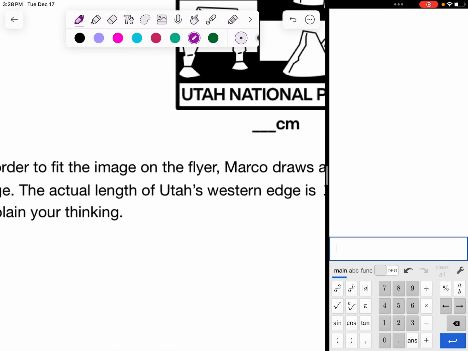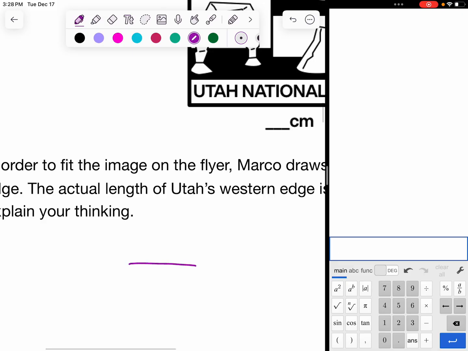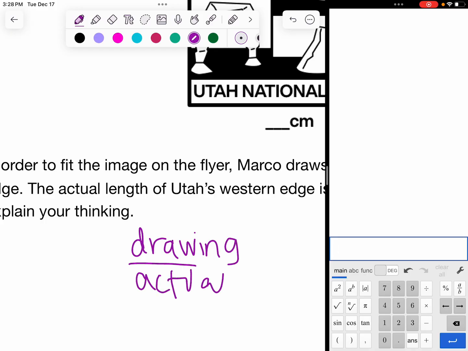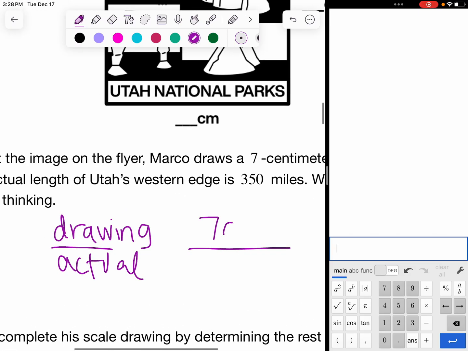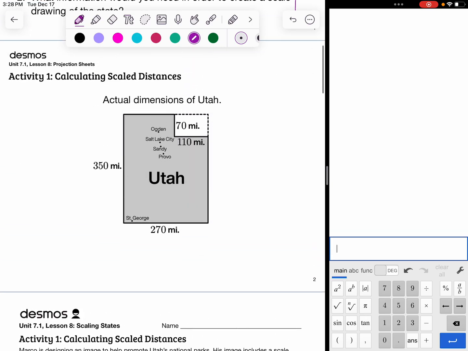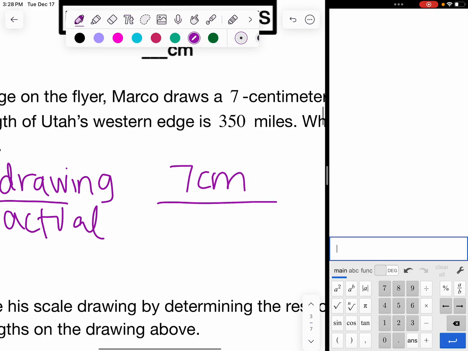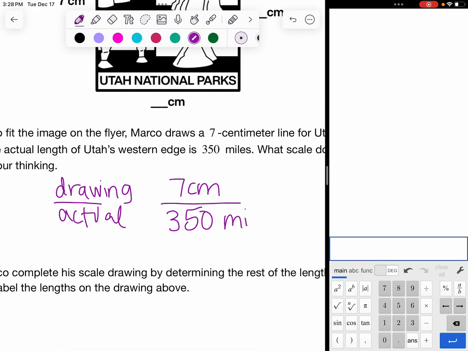Well, remember, when we're talking scale, it's our drawing over the actual, so how big it actually is. So in our drawing, it's 7 centimeters. And then in real life, if we go back up, it's actually 350 miles. All right, so there is one scale.